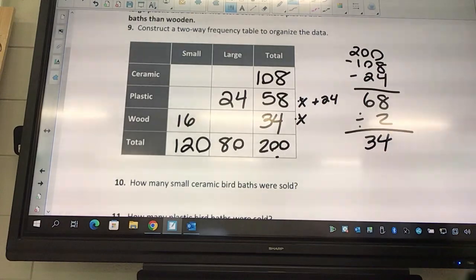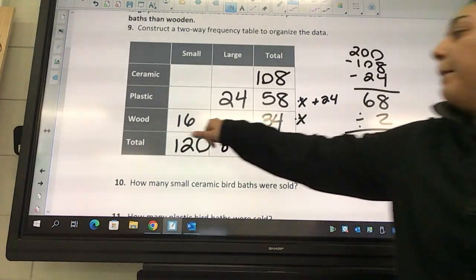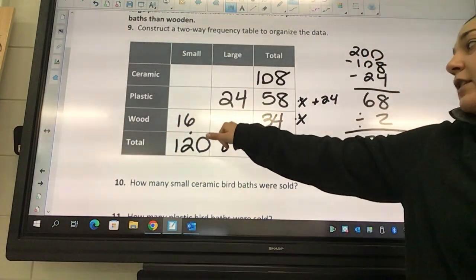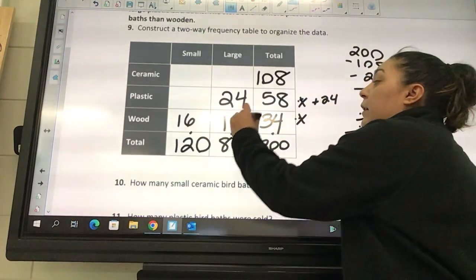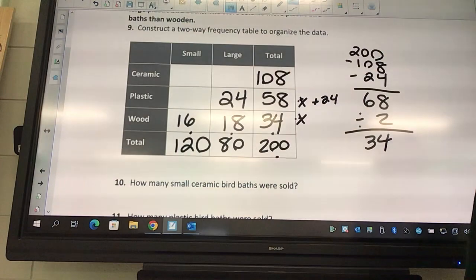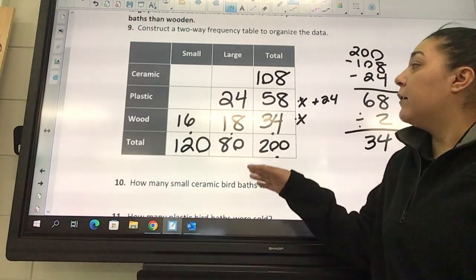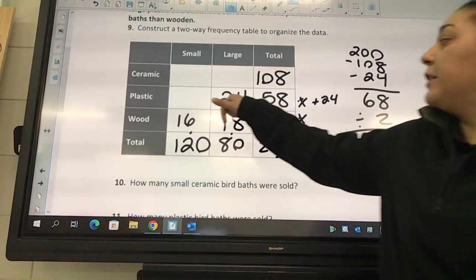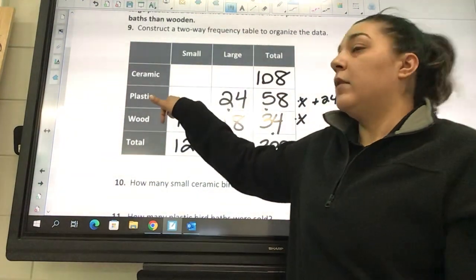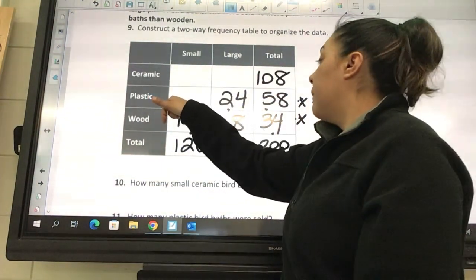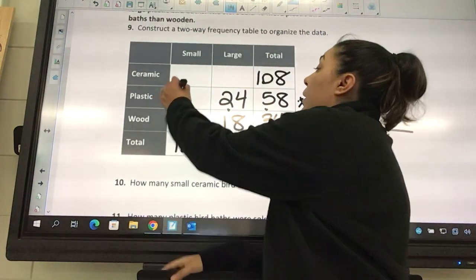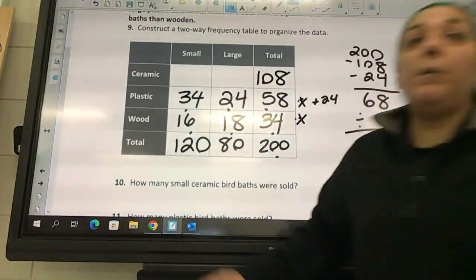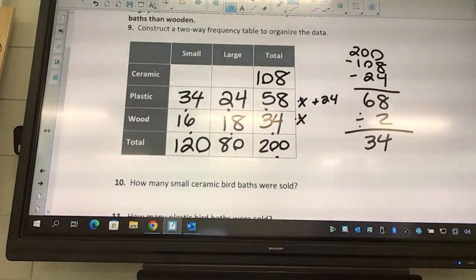The wood, the large wood. So you're going to say 34 minus 16 is going to give us this one. 18. What other box can we fill in next? Okay, we can do plastic. 58 minus 24. 34? Okay. What box can we fill in next?